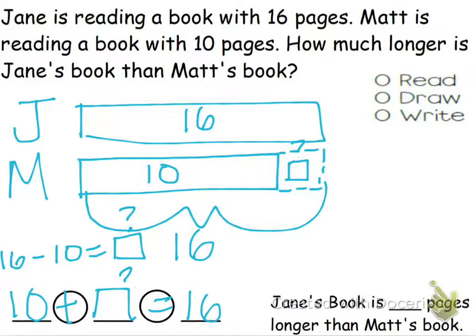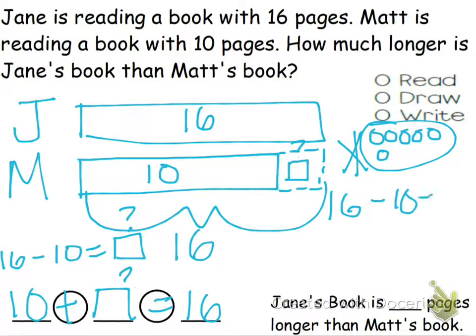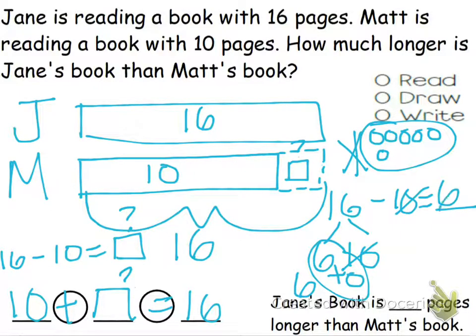All right, let's check it. So 16 minus 10. Now, you can draw 16, cross out 10, circle the rest, and count it. Or you can do decomposing. 16 minus 10. Decompose 16 into 10, 6. Take 10 from 10. There's 0. 6 plus 0 equals 6. So, Jane's book is 6 pages longer than Matt's book. We read, redrew, and rewrote.